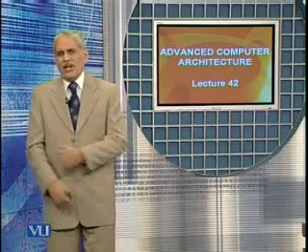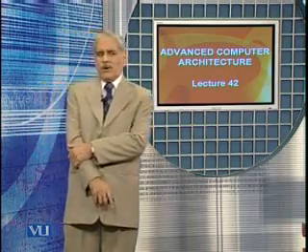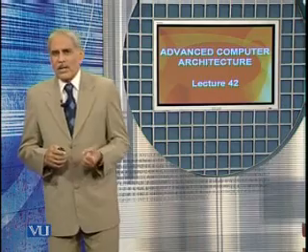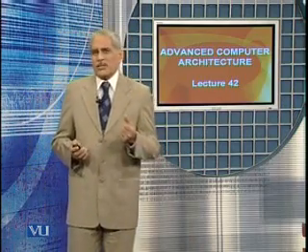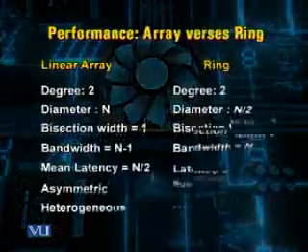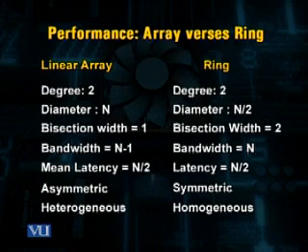However, there is a small variation in the performance of the linear array and the ring networks. There are some common features and some different or varying performance parameters. For example, the degree of both the linear array as well as the ring is the same. It is equal to 2, whereas the diameter of the linear array is n, whereas that of a ring is n by 2.